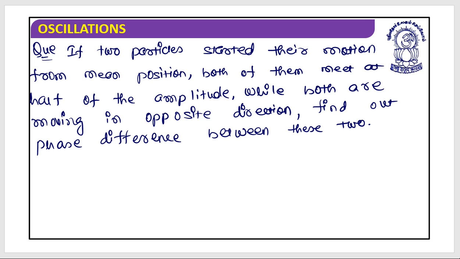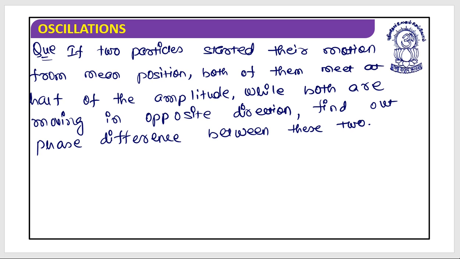How will we do this? They said that there are two particles, and that two particles have started their motion from the mean position, and both of them meet or cross each other at half of the amplitude. But when they cross each other, they both were moving in the opposite direction, and you need to find out the phase difference between these two.